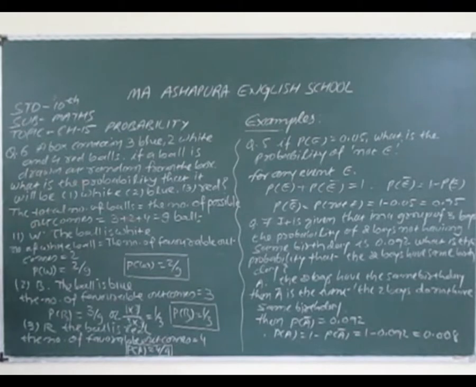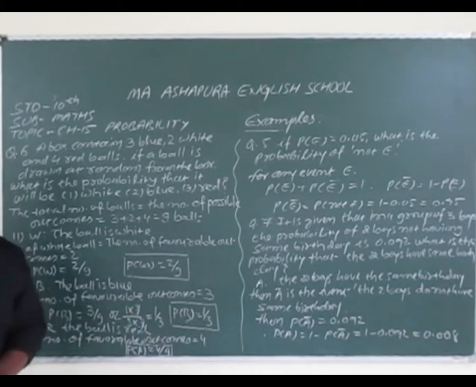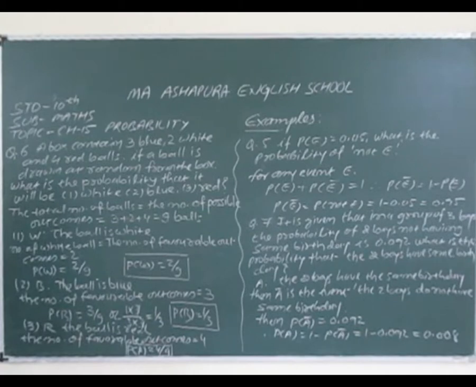Now the third and last event, red. Let event R be the ball is red. Now the number of red balls is equal to 4. So the number of favorable outcomes is equal to 4, the number of red balls, and now put the value in the formula once again. So the probability of red balls, P of R, is equal to favorable outcomes 4 and total possible outcomes 9. So P of R is equal to 4 by 9.